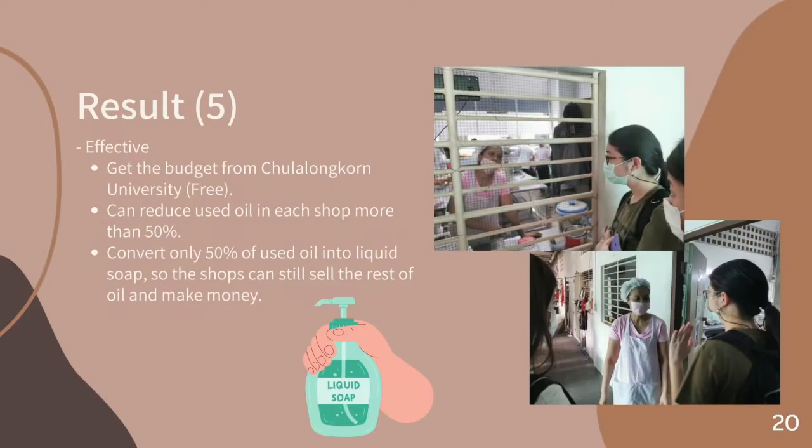Result 5. Effective. Get a budget from Chulalongkorn University. Can reduce used oil in each shop by more than 50%. Convert only 50% of used oil into liquid soap, so the shops can still sell the rest of the oil and make money.